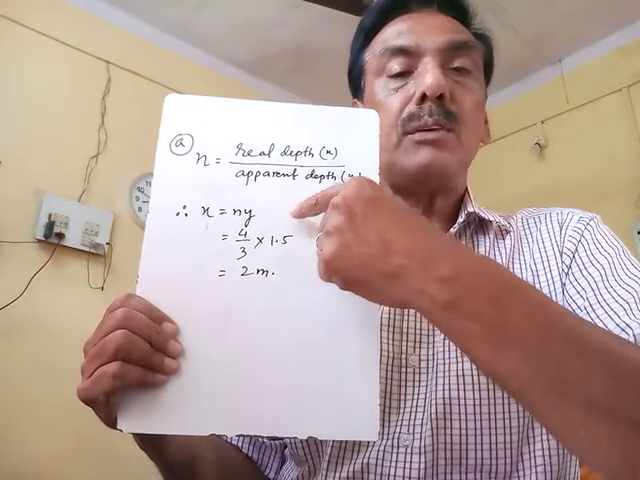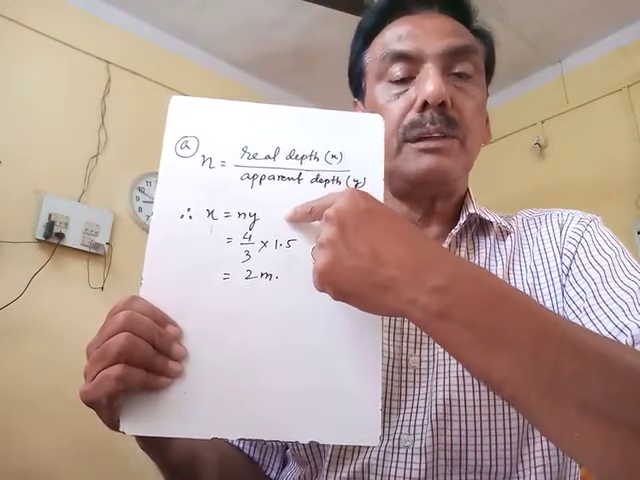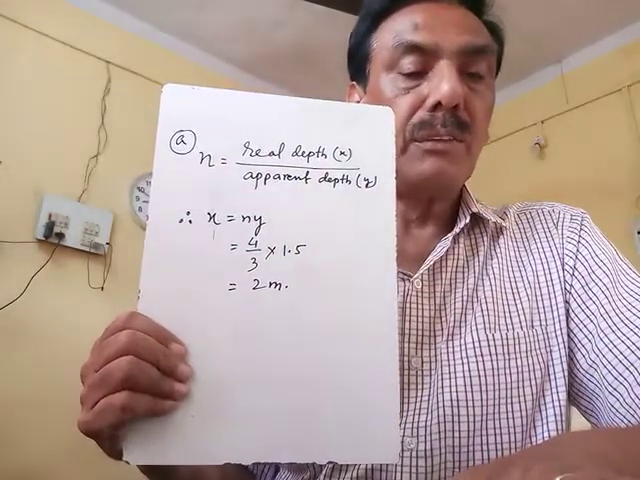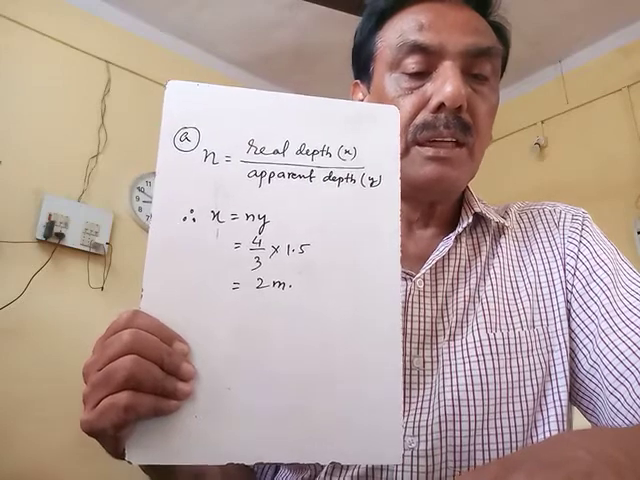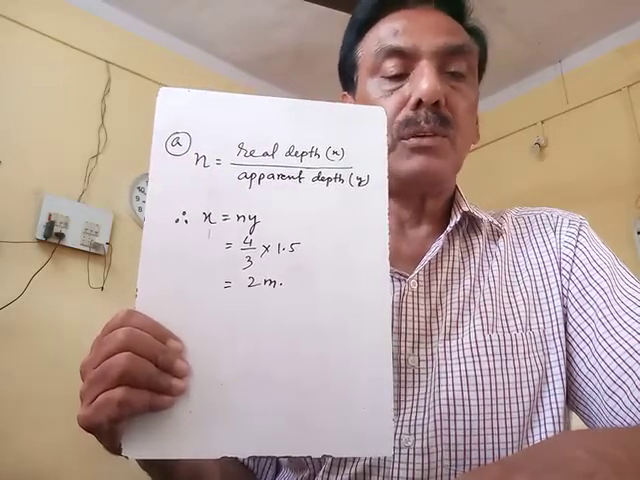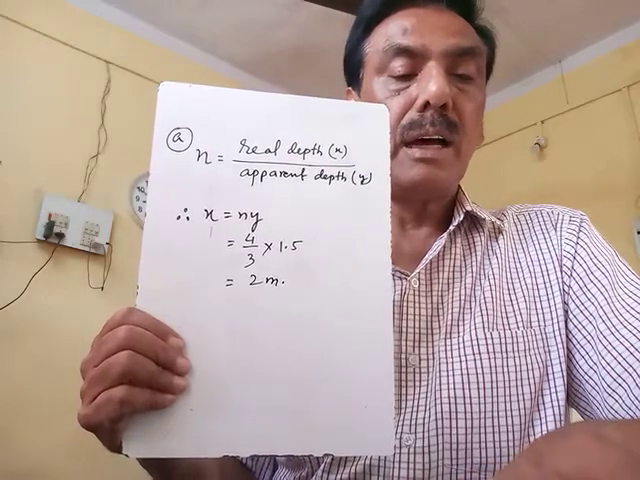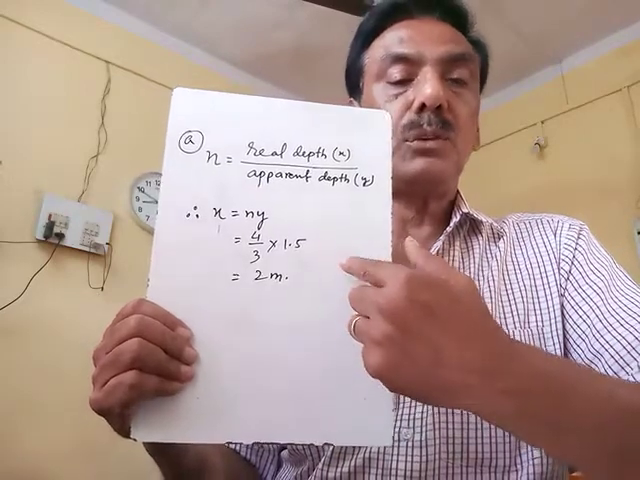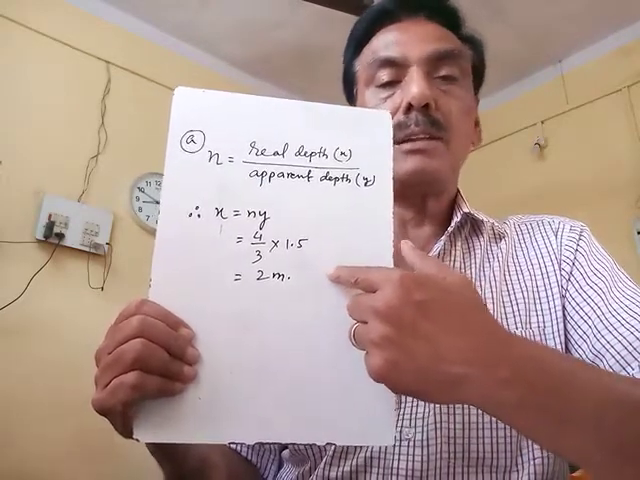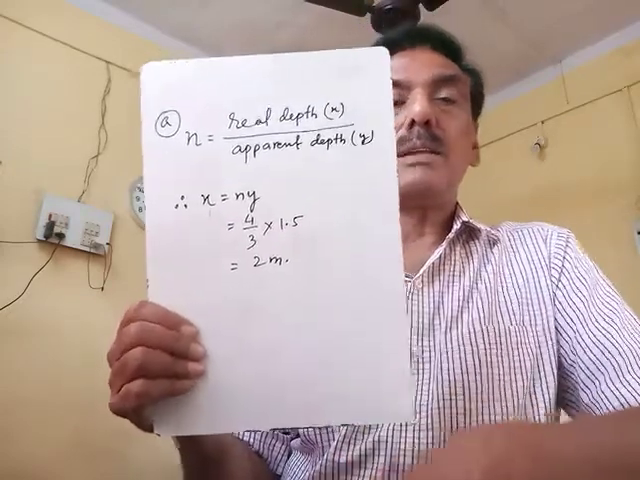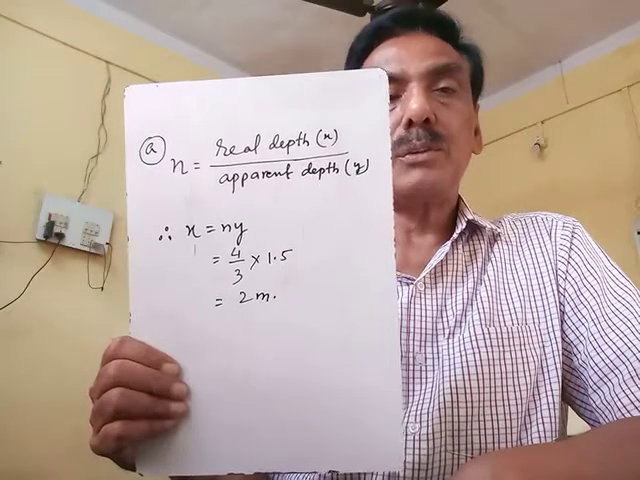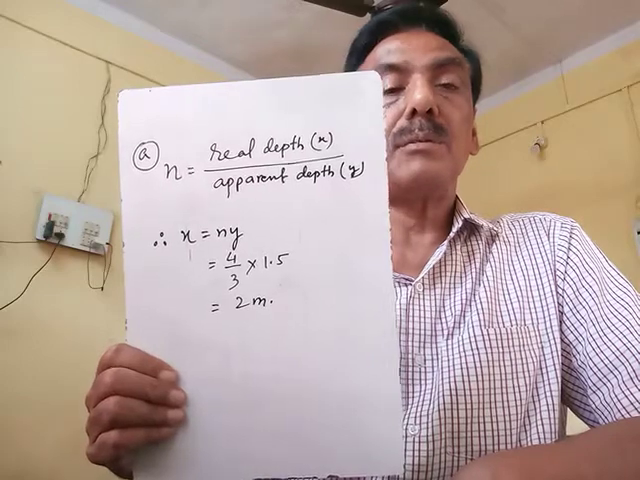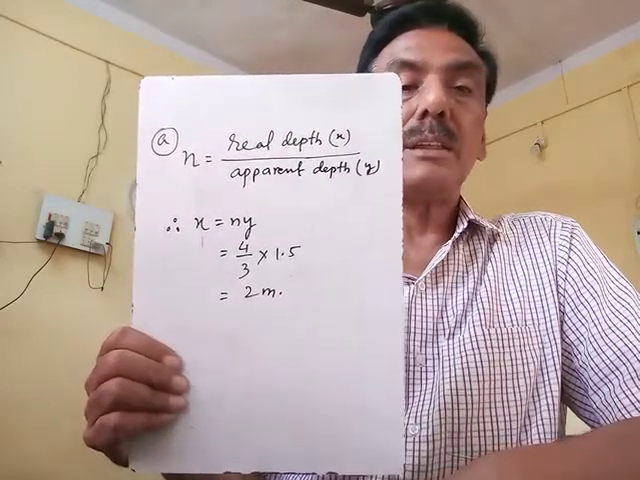So what is x here? x will be n into y, x is equal to n into y. The value of n is given as 4 by 3, and the apparent depth y is given as 1.5. After multiplying these two together, the actual depth comes to be 2 meters. See here, the 2 meter depth appears as 1.5 meters. The apparent depth is 1.5 meter, but the actual depth is 2 meter. It is correct.